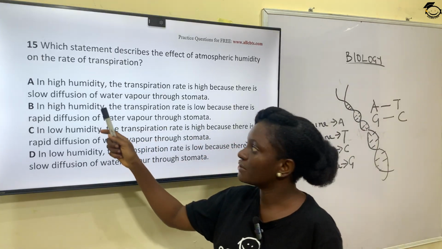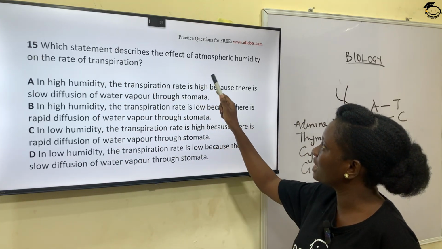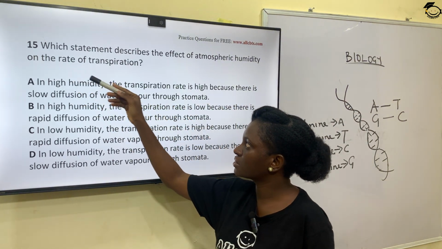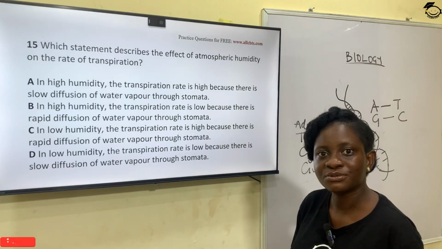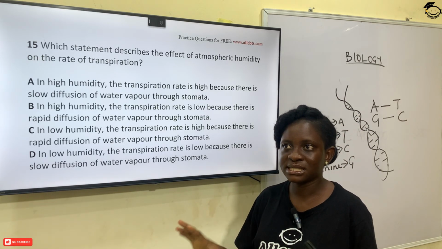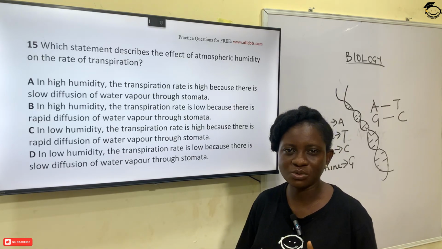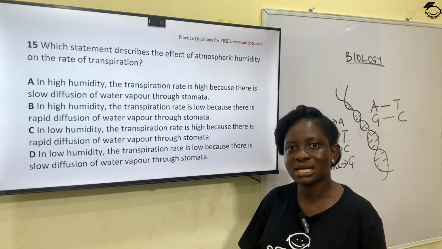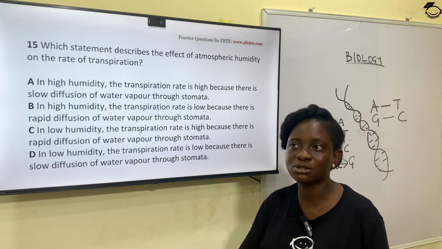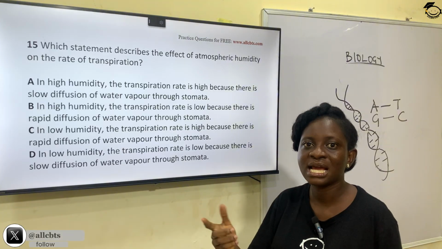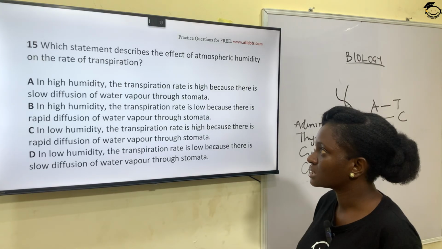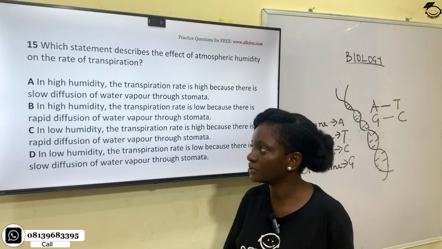So question 15, which statement describes the effect of atmospheric humidity on the rate of transpiration? Transpiration happens in leaves. There are tiny holes present in leaves where water can easily evaporate, or there's loss of water vapor. That happens during dry season, just to conserve water and for the plant to flourish.